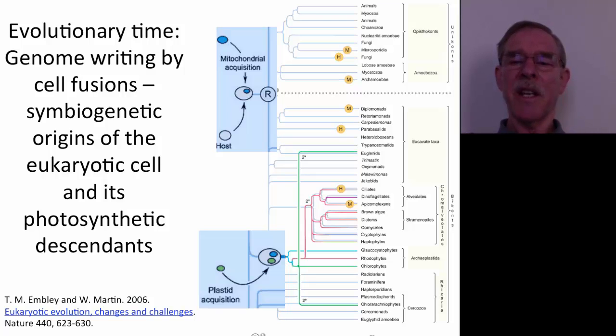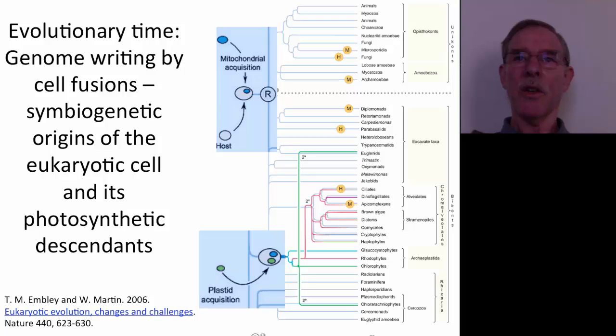And DNA transfer occurs from these secondary compartments to the nucleus, and probably in the reverse direction as well, although that has not been as well studied. So over time, the mitochondrial and plastid genomes become deprived of coding sequences. They migrate to the nucleus, and then the proteins are made cytoplasmically and imported into the organelles. So this is a major form of genome rewriting by cells fusing, and as we can see, it's not a rare event. It's happened multiple times in eukaryotic evolution.